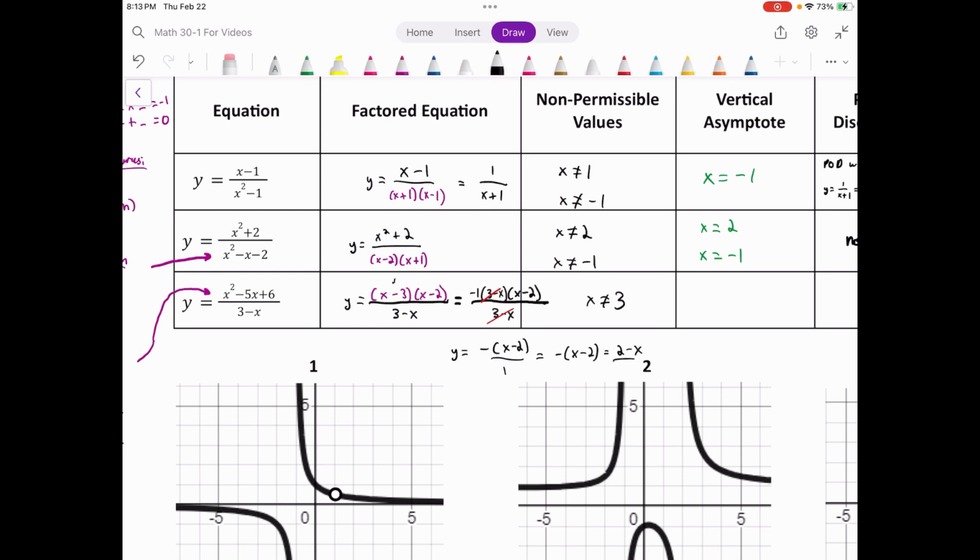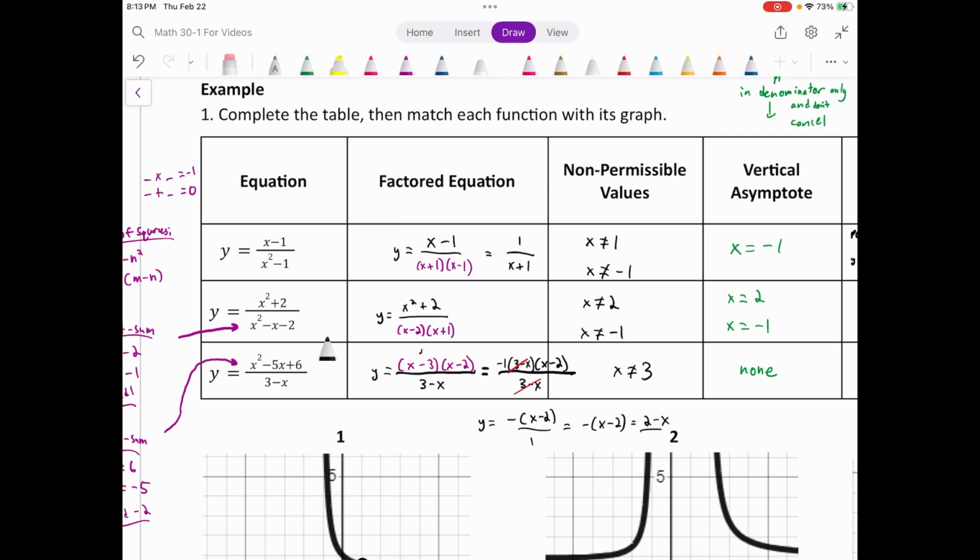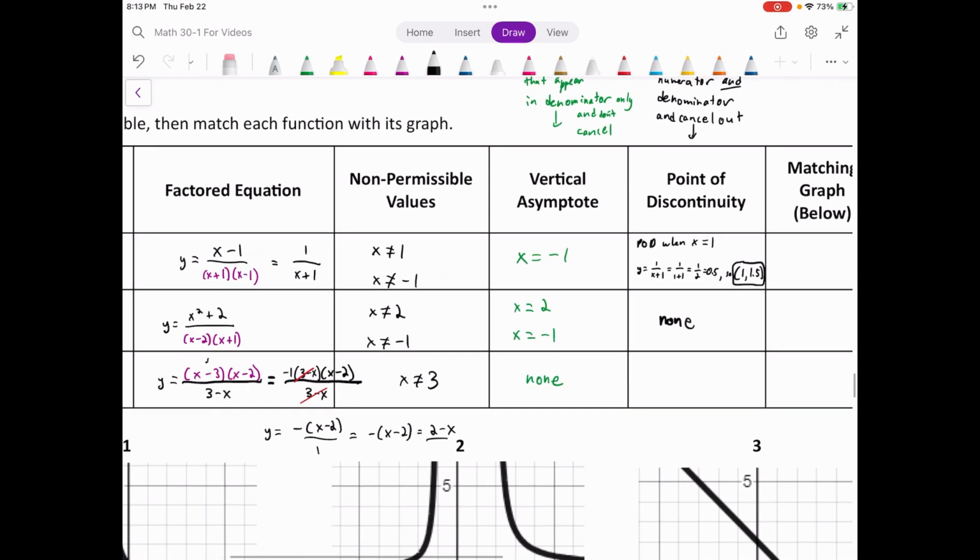Now the vertical asymptote, remember, those are factors that appear in the denominator only and don't get canceled out. Well, this didn't appear in the denominator only, and it did get canceled out. It appears in the numerator and the denominator. So is this going to have a vertical asymptote? It is not. You're right. No vertical asymptote. Because when all is said and done, it ends up looking like the graph of y equals 2 minus x, which would not have a vertical asymptote, right? It is going to have a point of discontinuity.